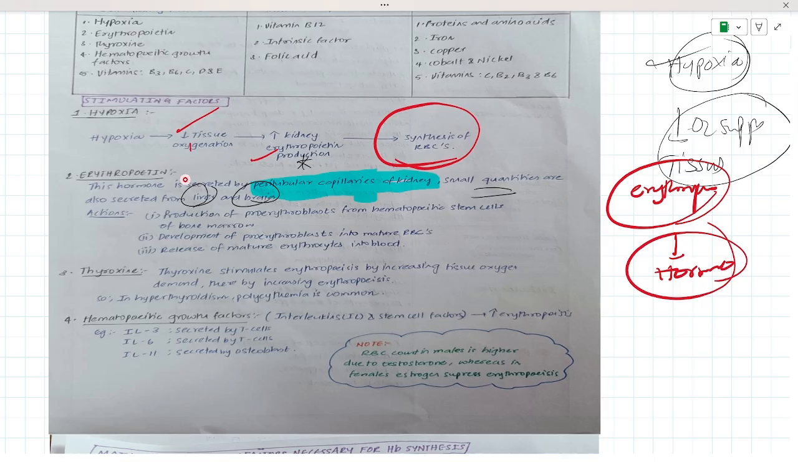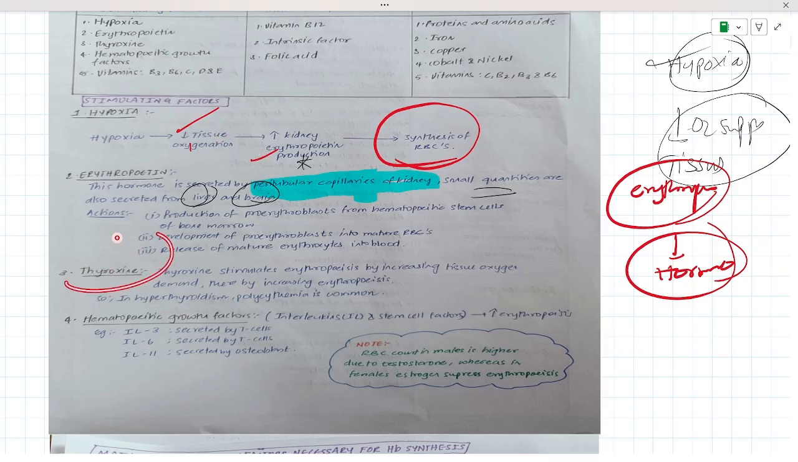Okay, this is the first point, and the second point is development of proerythroblasts into mature RBCs. You know that the proerythroblasts are converted into mature RBCs. In this process also erythropoietin helps. Next, release of mature erythrocytes into blood. After the synthesis of mature erythrocytes, there must be release of them into the circulation. So this is also stimulated by the hormone erythropoietin. I hope you are clear with this.